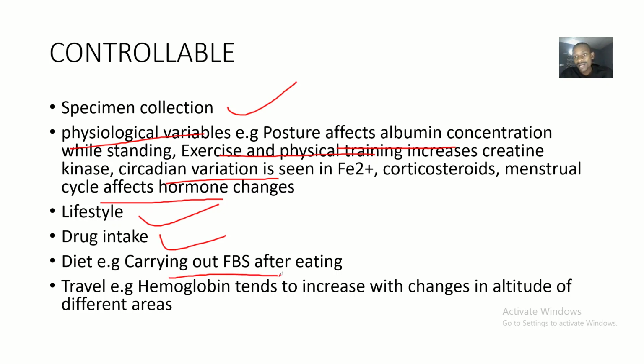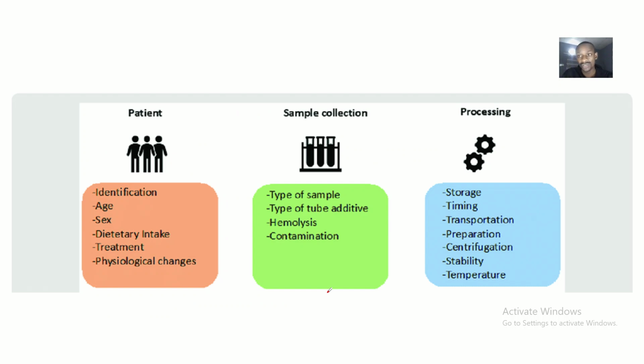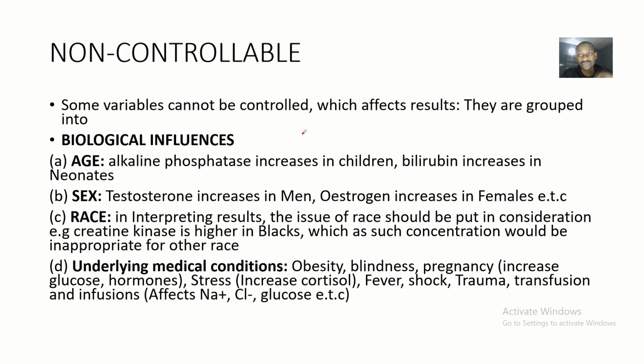Then diets too. That's when you are carrying out tests like fasting blood sugar immediately after eating, when you are supposed to carry out fasting blood sugar only when the patient has not eaten in the last 8 hours. Then traveling too. We said that hemoglobin tends to increase with changes in altitude of different regions or areas. So that's the controllable factors. Let's look at the non-controllable factors.